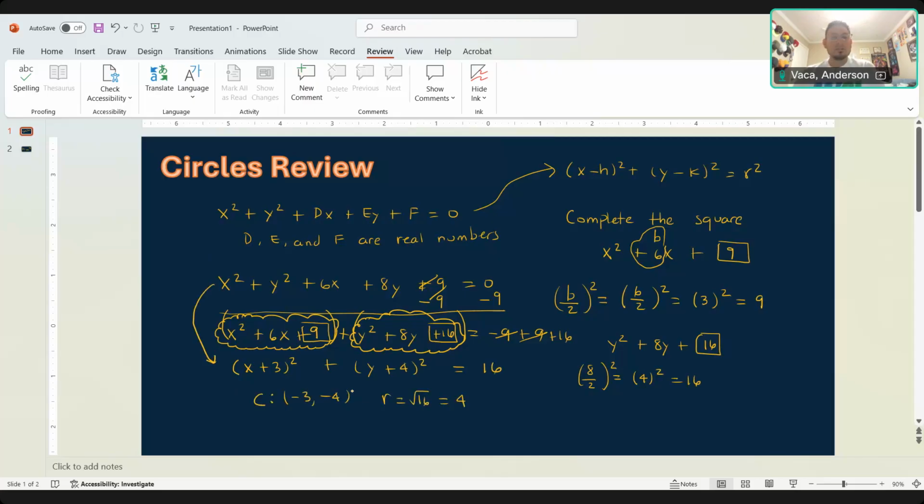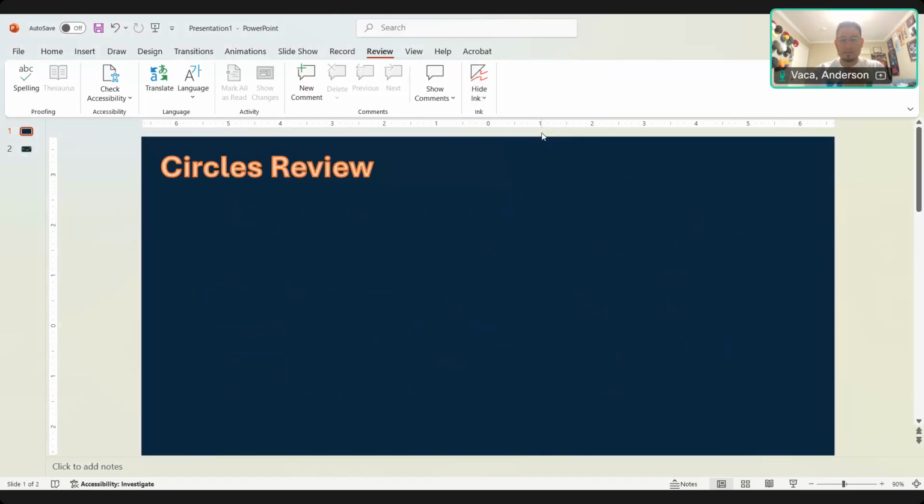Okay? Let's do another example. Let me pause this first so that I can clean. Okay, all right, so what I'm going to do is clear the ink and do another example. So here's another example, and we have x squared plus y squared plus 8x minus 6y plus 16 is equal to 0.